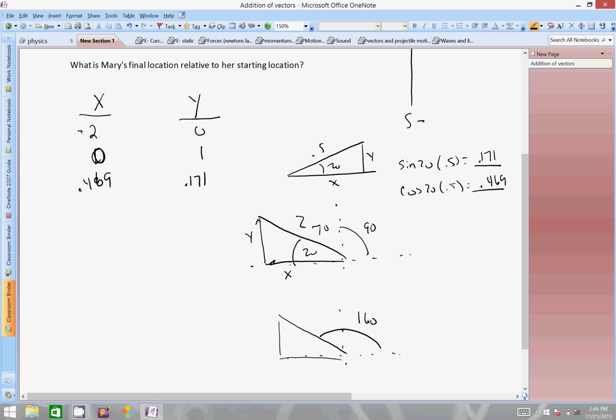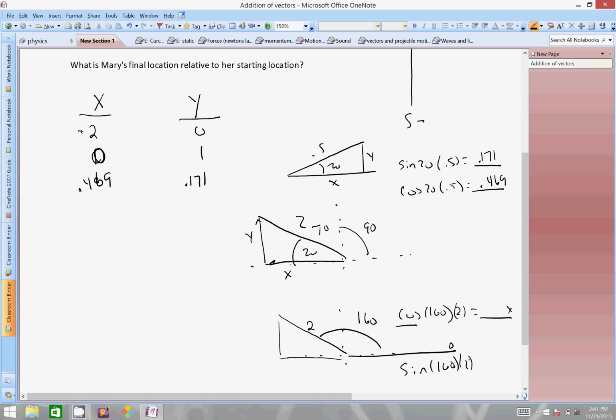So if I use the 160, then the cosine of the 160 times the magnitude here, which was 2, will always give me my x component. So if you start from the baseline of 0, then the cosine always gives you x, and the sine always gives you y. Again, that's a little mathematical trick if you would like to try that.